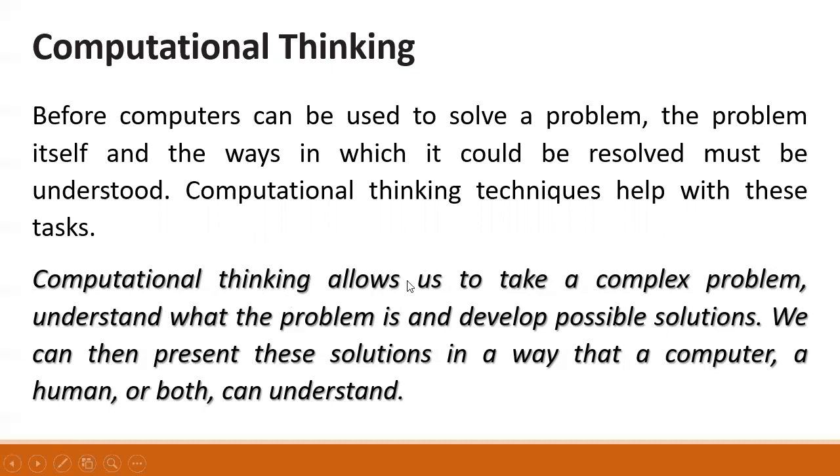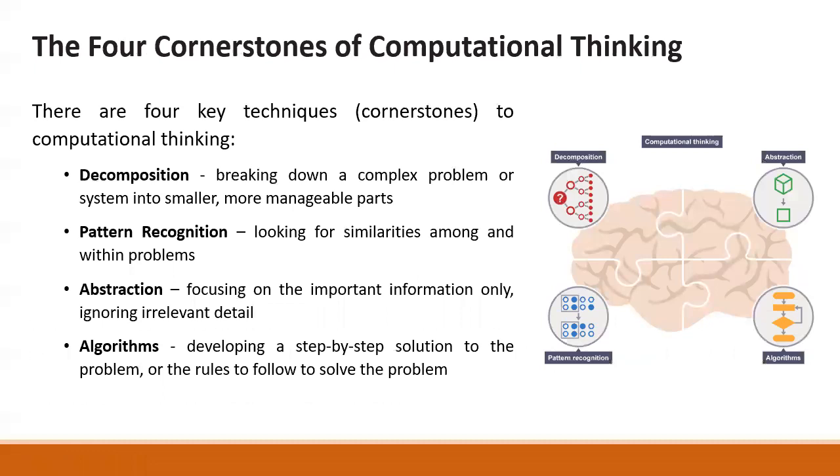So as it says here, computational thinking allows us to take a complex problem, understand what the problem is, and develop possible solutions. We can then present these solutions in a way that a computer or a human or both could be used to solve it. Does that make sense? That's computational thinking.